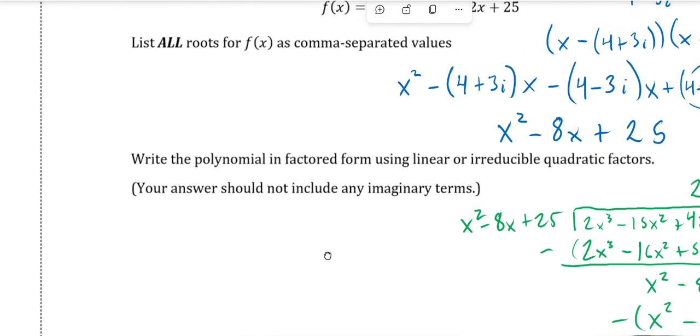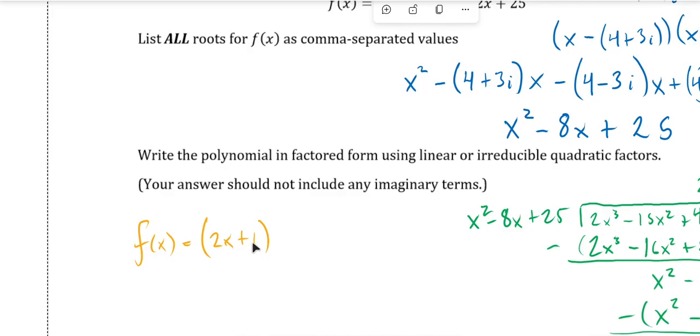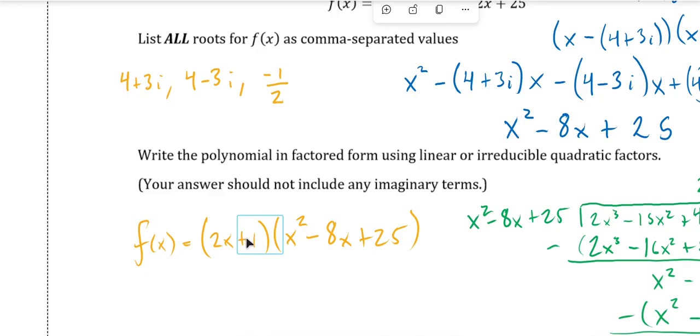This quotient is our new linear factor, and now we can actually write both the factored form and the roots. We now have that f is 2x plus 1 times this irreducible quadratic factor, and that means zeros are going to be 4 plus 3i is given, 4 minus 3i its conjugate, and negative 1/2 that we get from setting this equal to 0 and solving.